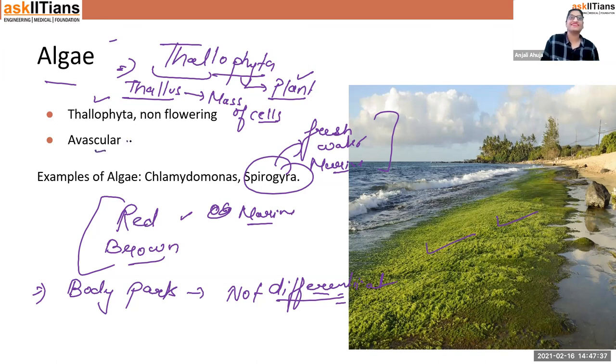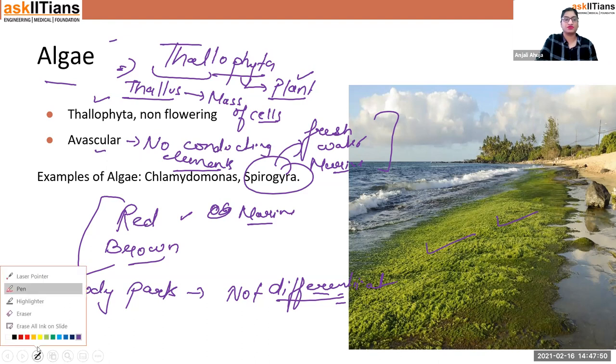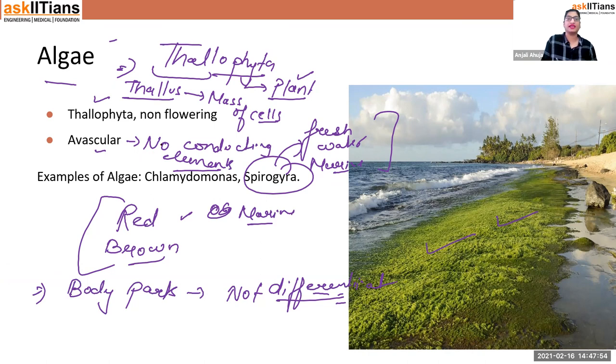They are avascular. Avascular means no conducting elements. No conducting elements means in the plant, transportation happens: transportation of water, transportation of food, and that happens with the help of conducting elements. We call it the vascular tissue.